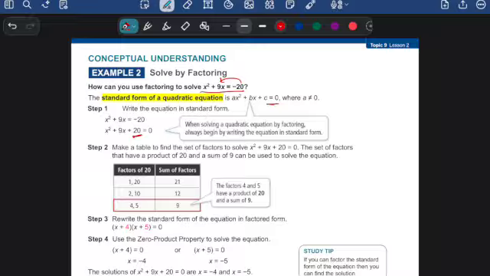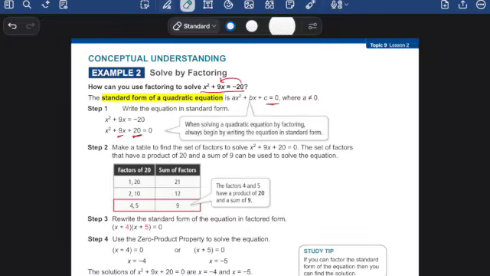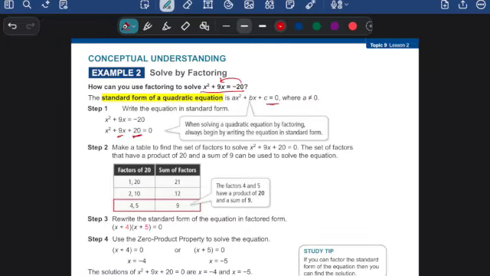So remember, look at the constant. What are factors of 20 that will also add up to 9? That's what we're looking for. 1 plus 20 gives us 21. 2 and 10 give us a sum of 12. 4 and 5 will give us a sum of 9. There's our factor pair. And then that's what goes inside our two binomials, x plus 4 and x plus 5.